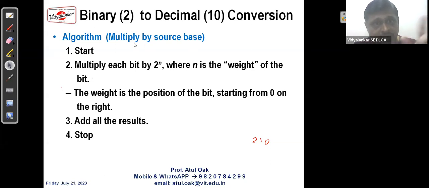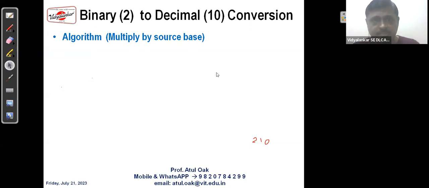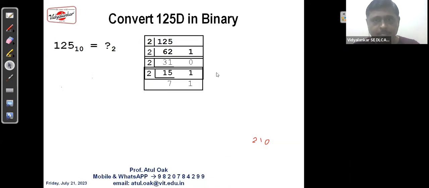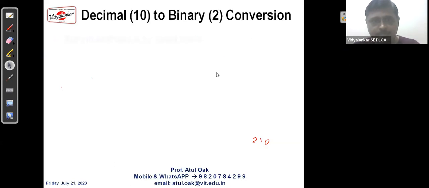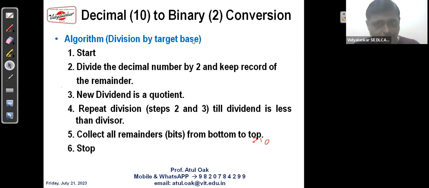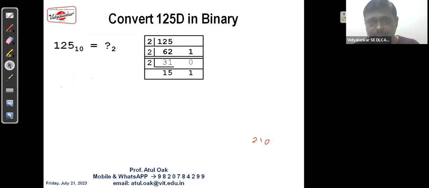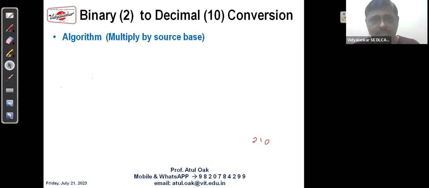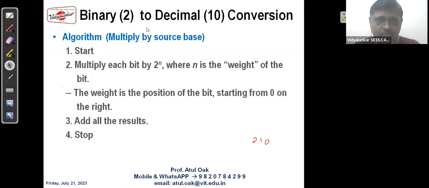Previously, I have said divide by target base. See this. Divide by target base. Okay. Now I am saying multiply by source base. And what is my source base? 2. This is called as source. Okay. And this is called as target. I already said. Okay. Now what is the algorithm?